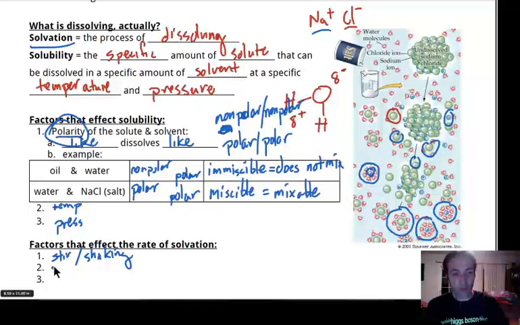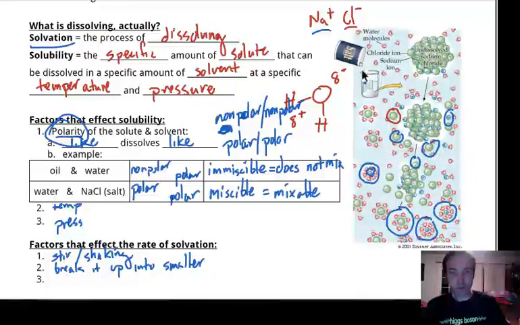You can also do it by breaking it up into smaller pieces. So this is what we're doing when we grind things up. For instance, salt. You don't take a giant chunk of salt and drop it into a glass of water. We take granulated or really fine powdered salt and put that in water because it dissolves faster. So break it up into smaller pieces.